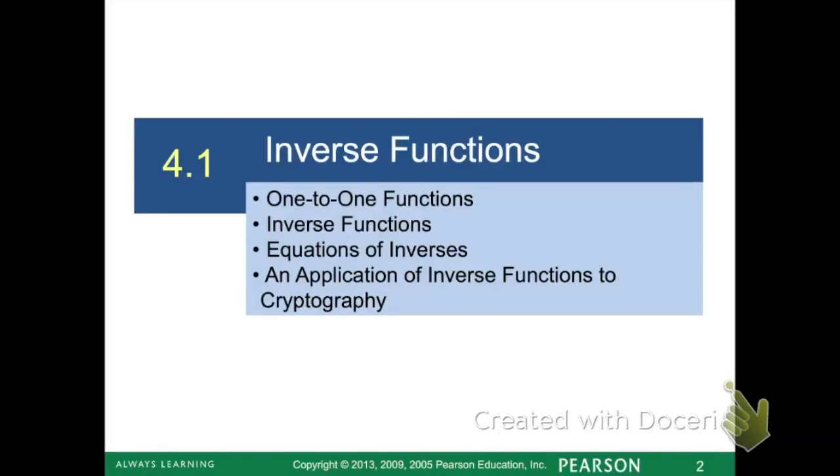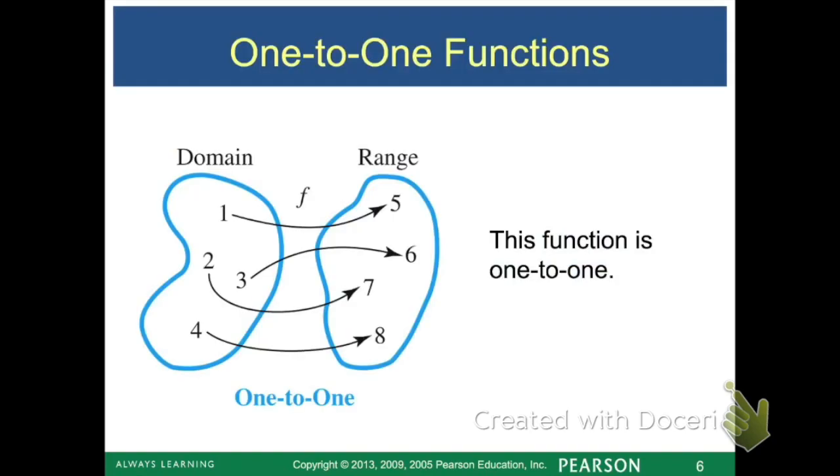Section 4.1, Inverse Functions. This is part 1 of the notes, and we're going to focus in on the one-to-one functions. Let's start by talking about what one-to-one functions are. So here I have a mapping of my domain and my range. So I can think about this as coordinate points. The point 1, 5, the point 3, 6, the point 2, 7, and the point 4, 8.